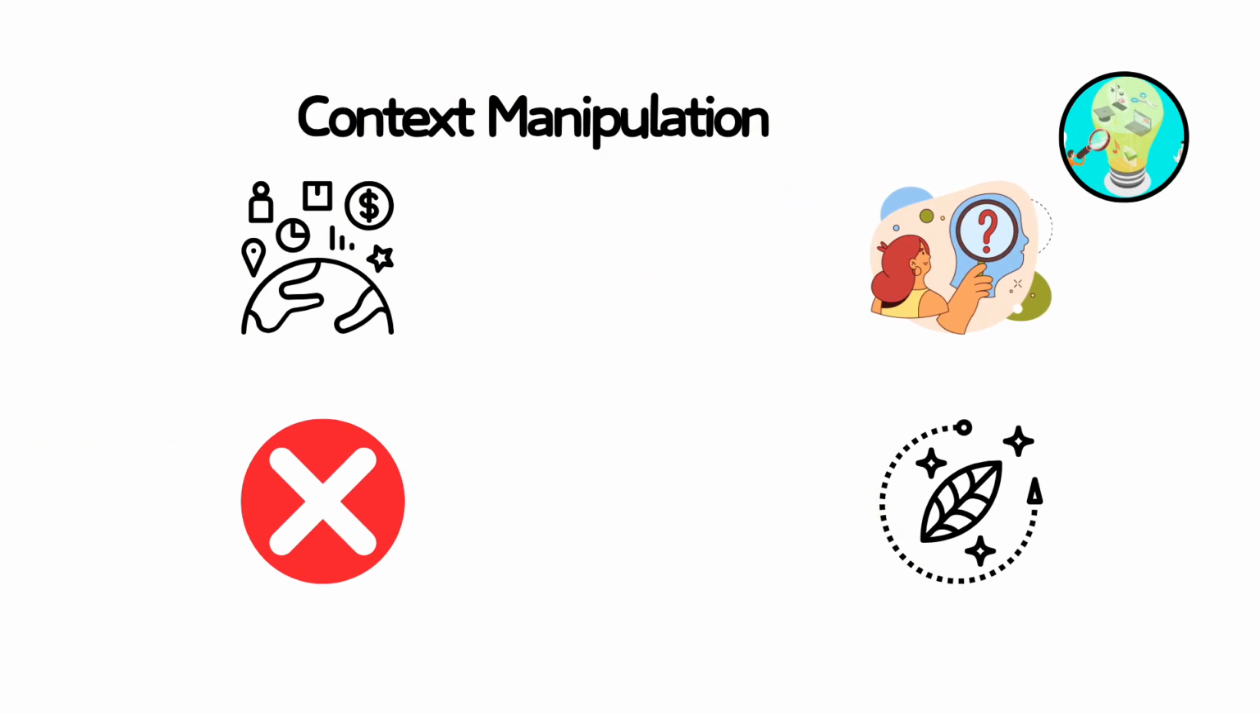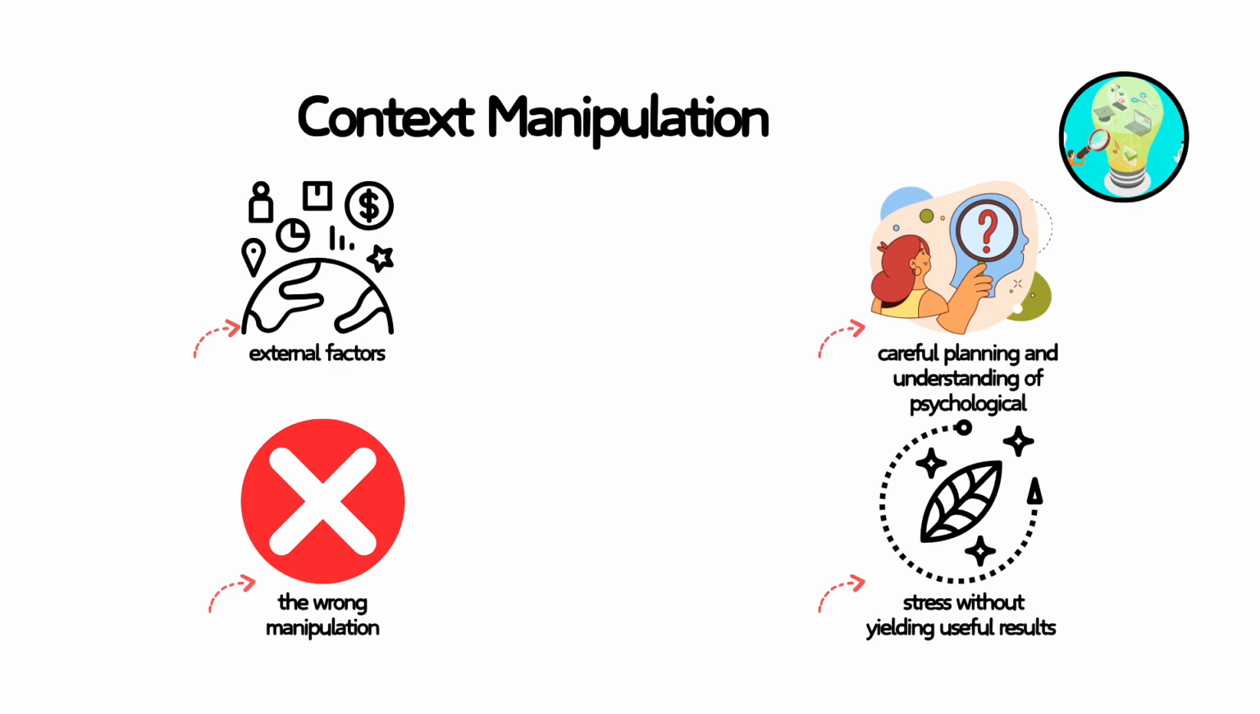This technique aims to control the external factors that can affect the suspect's mental state, making them more likely to cooperate or reveal information. It requires careful planning and understanding of psychological principles to be effective, as the wrong manipulation can lead to resistance or increase stress without yielding useful results.